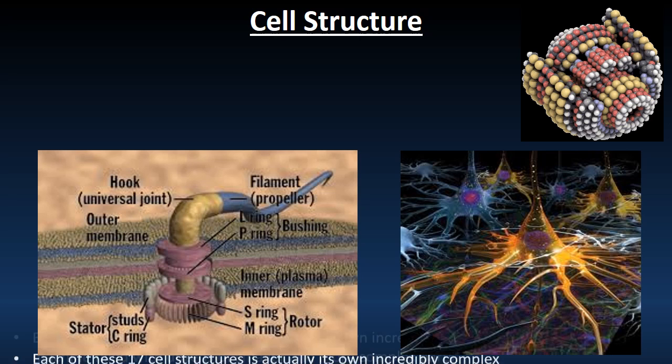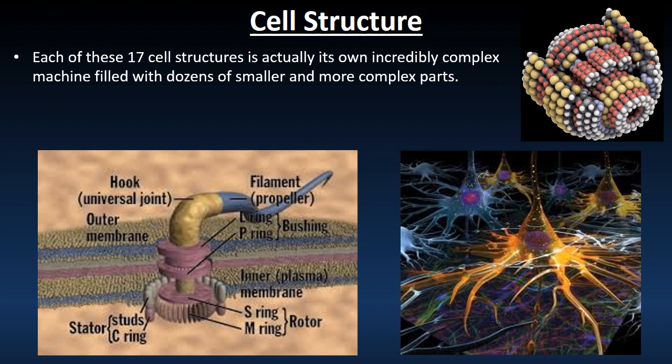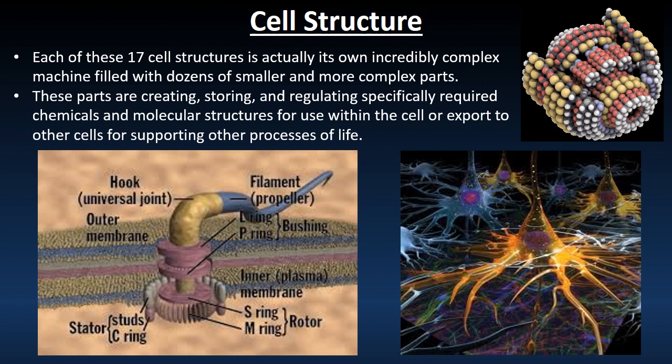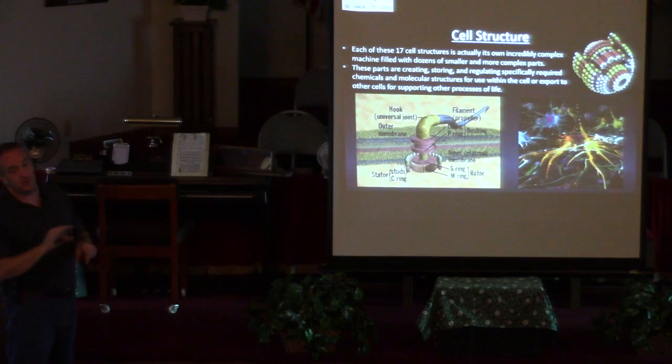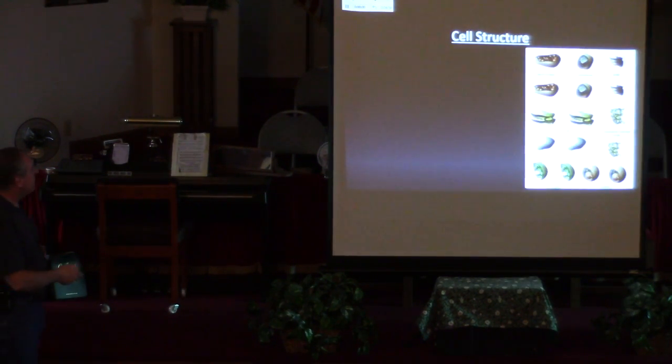Each of these 17 cell structures is actually its own incredibly complex machine filled with dozens of smaller and more complex parts. So it's not just those 17, but all of those 17 break up into smaller, much more complex pieces. These parts create, store, and regulate things that require chemicals and molecular structures for use within the cell and to export to other cells to support the processes of life. So it's not only supporting itself, but also sending things out to other cells to help them.